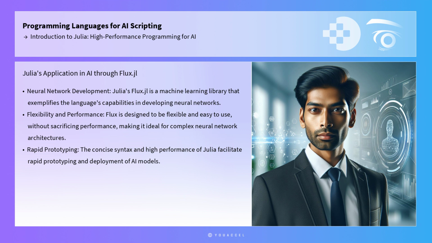One practical example of Julia's application in AI is in the development of neural networks. Julia's Flux.jl is a machine learning library that exemplifies the language's capabilities. Flux is designed to be flexible and easy to use, without sacrificing performance. It integrates seamlessly with Julia's array of computational tools, making it ideal for AI applications that require complex neural network architectures. For instance, building a convolutional neural network in Flux is straightforward, allowing developers to deploy models quickly and efficiently.